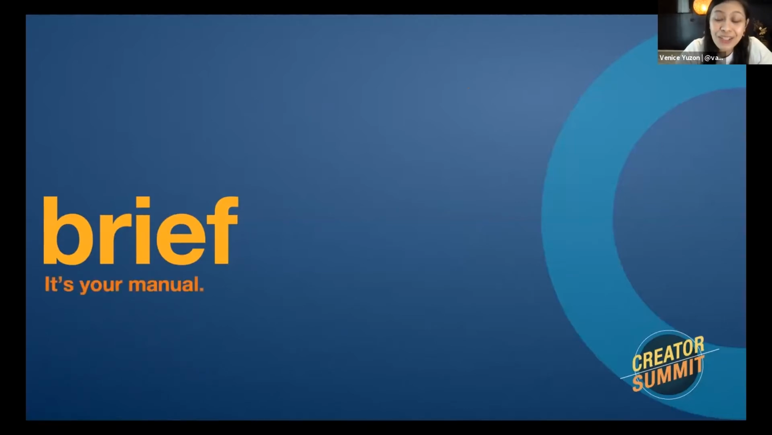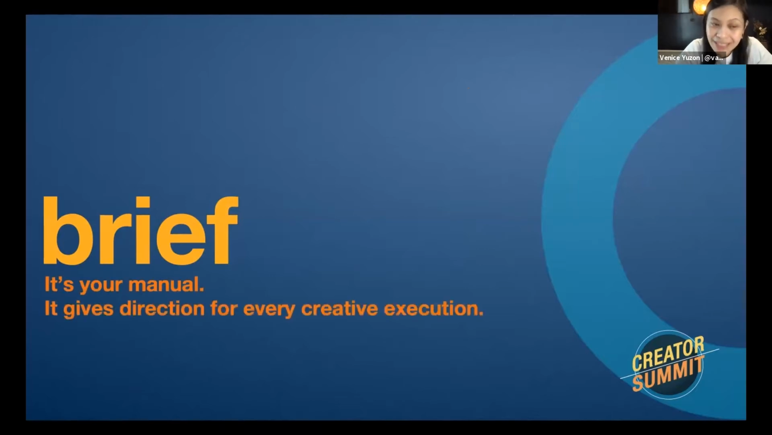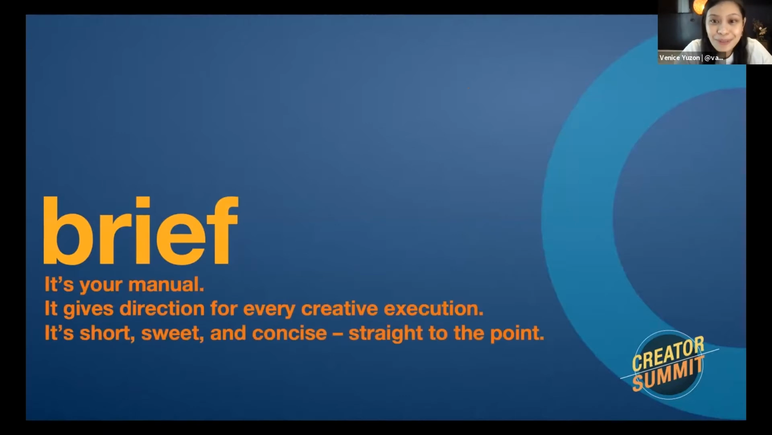Okay. So brief is actually your manual. I know that Gen Zs and millennials don't read user manuals right now. Tama ba? But in content creation, you should have your manual because the brief gives you direction for creative execution. So dahil brief nga siya, brief means brief. It's short, sweet, concise, and straight to the point.